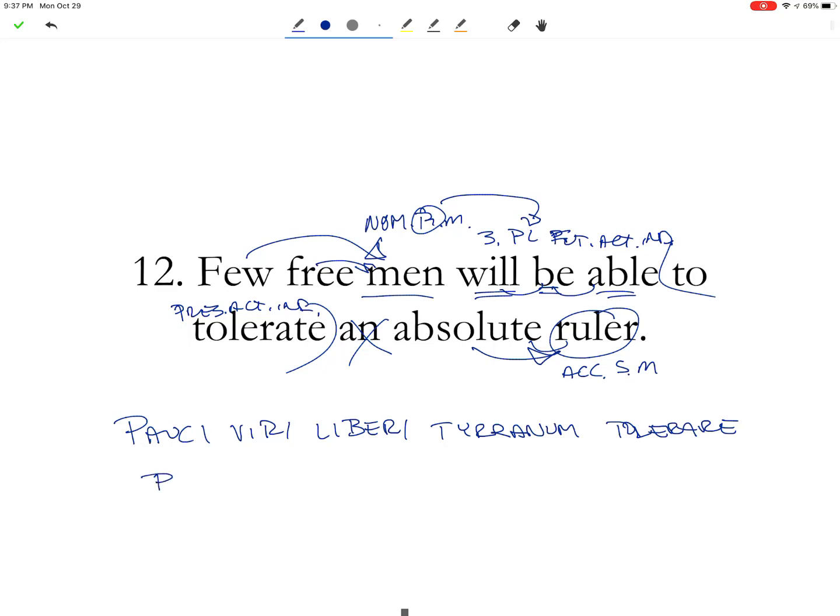And will be able, poterunt. Few free men will be able to tolerate an absolute ruler, a tyrant.